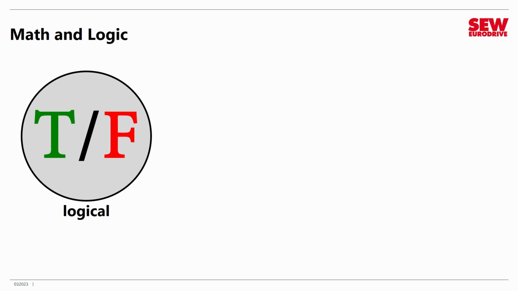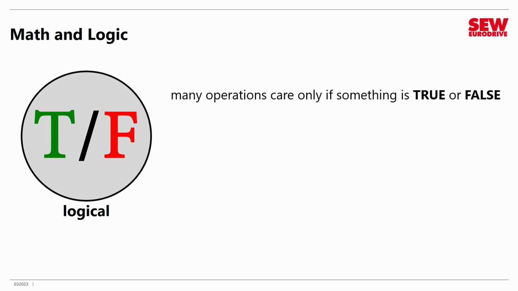All right, moving on to our next category of math operation, and that is a logical operation. Many operations care only if something is true or false. They don't want a numeric answer, they just want a yes-no kind of answer.